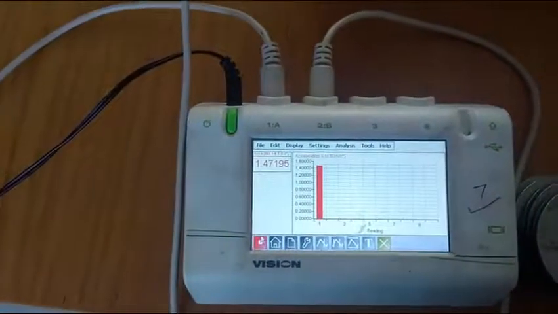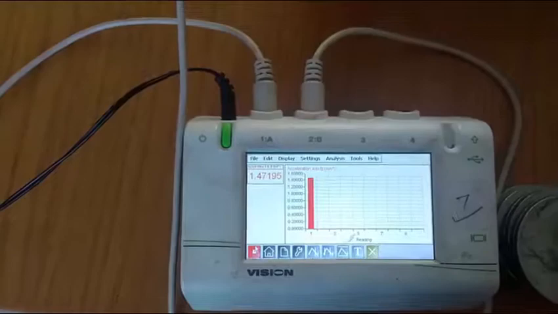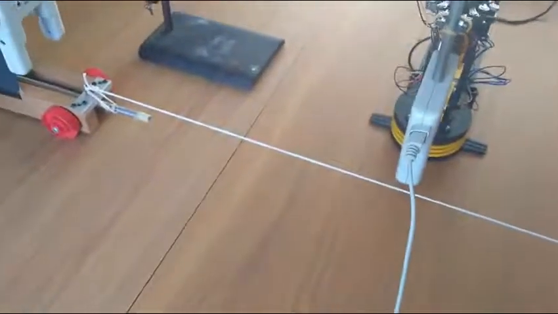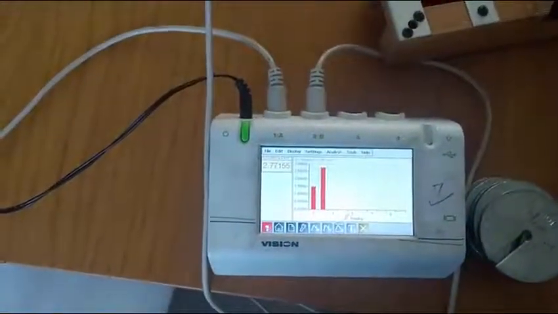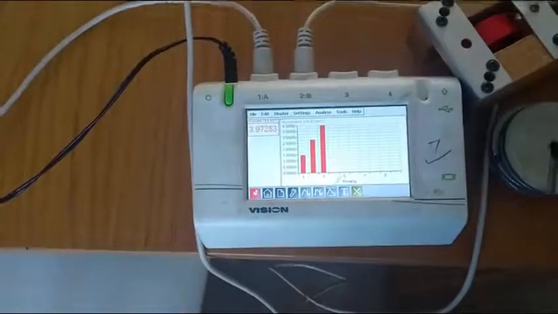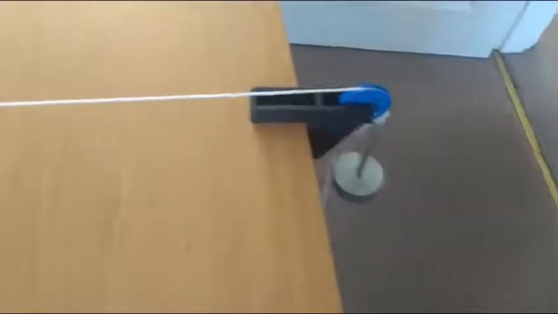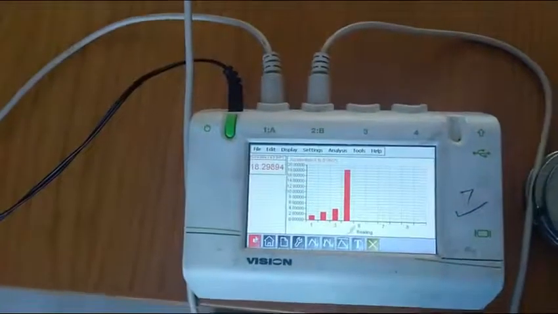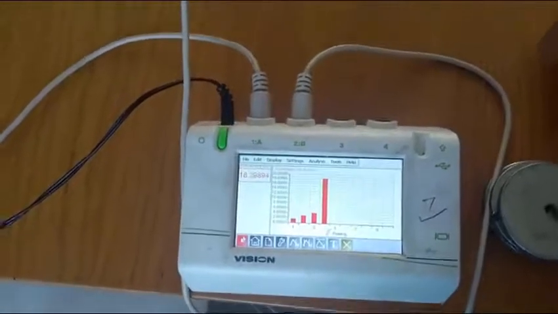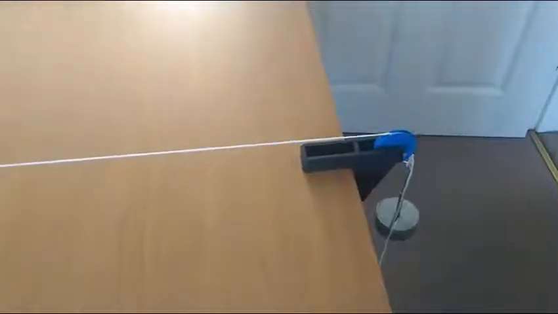Right, that gives us an acceleration of 1.47 meters per second squared. We got 2 newtons this time, and that gives us 2.77. Gives us 3.97. So we've got 4 newtons this time, and that has given us an impressive 18.30 meters per second squared. 5 newtons this time.